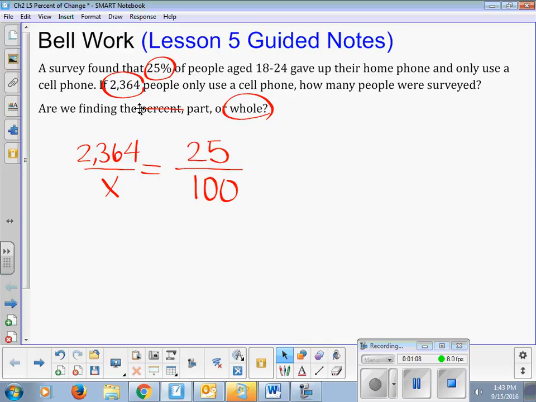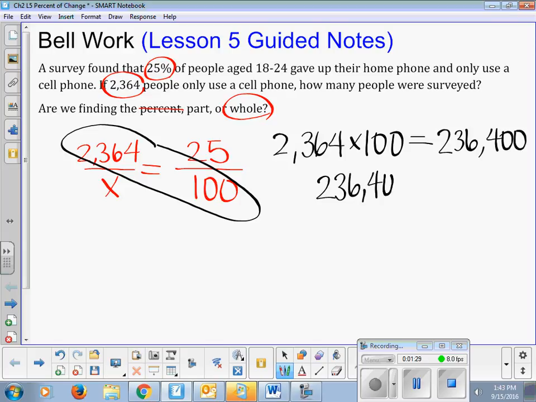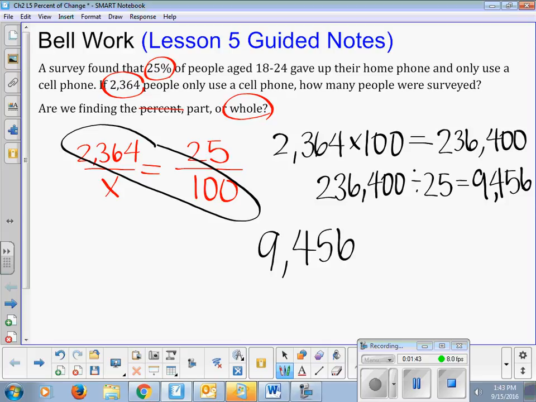To solve our proportion, we multiply the two numbers we know how to multiply. 2,364 times 100 equals what? 236,400. And what do we have to do with this number? Divide by 25. And what do you get? 9,456. So 9,456, what? What's our unit? This is our whole, but how many what? People.